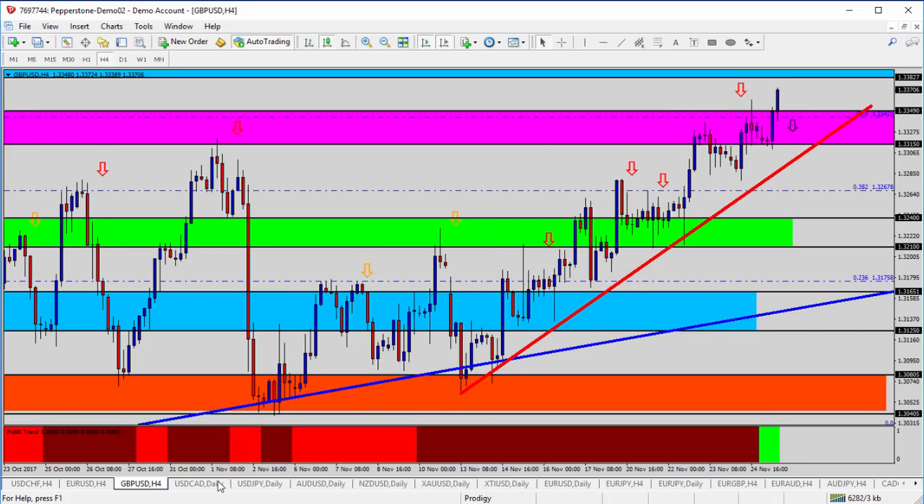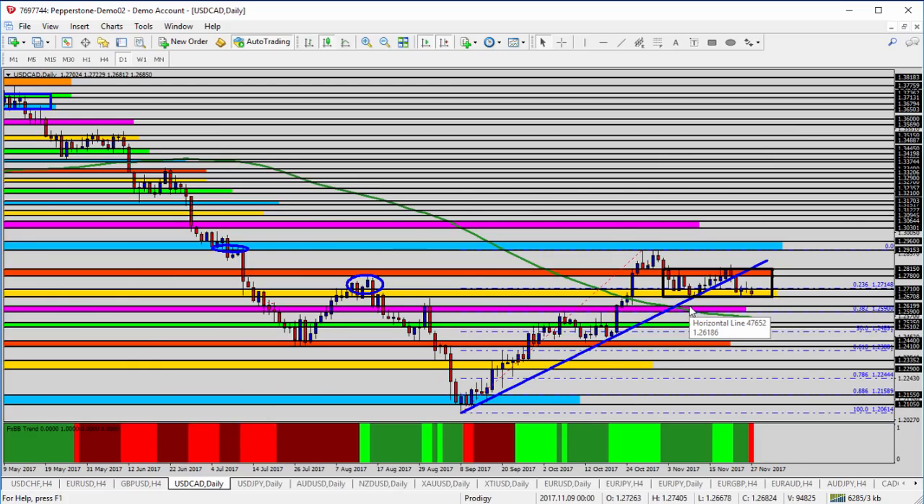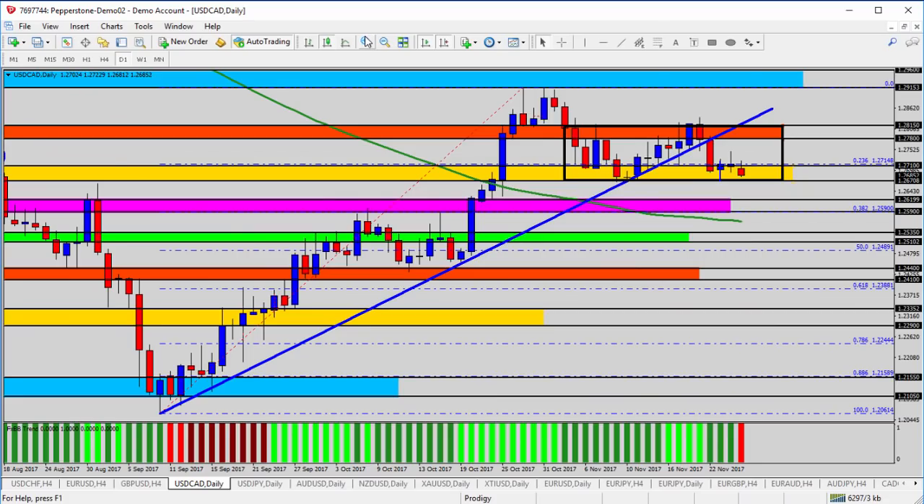Moving on over to the USDCAD. We're kind of stuck in a period of congestion or a range. We're at the bottom of that range. The blue trend line was moving up, but now we're underneath there, but we're still inside that black box. Let's zoom in on that black box. Take a look. Past couple of weeks, we've just been stuck.